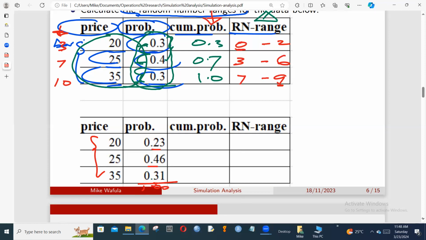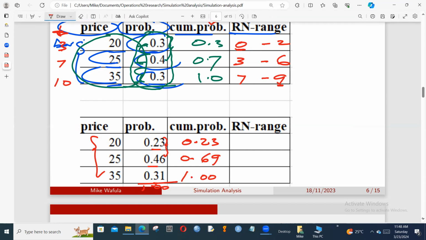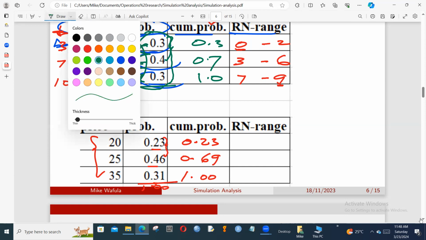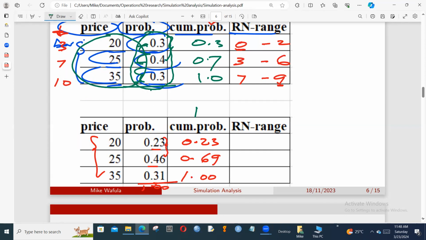So the cumulative probabilities here, you'll have 0.23. Now 0.23 plus 0.46 gives us 0.69. And then 0.69 plus 0.31 gives us 1.00 as the cumulative probability. All of us can see clearly that this time round for this particular problem, the cumulative probabilities are in 2 decimal places and not like the previous example where the probabilities were in 1 decimal place.